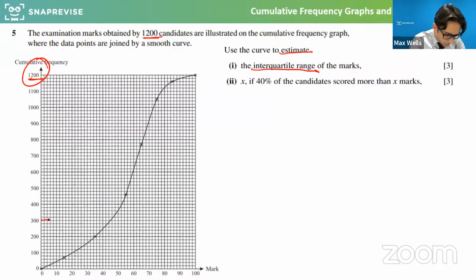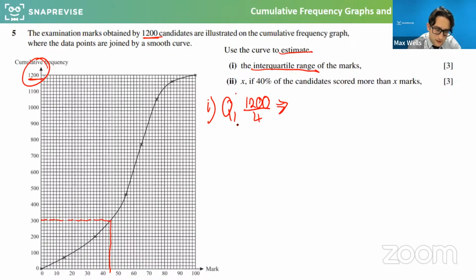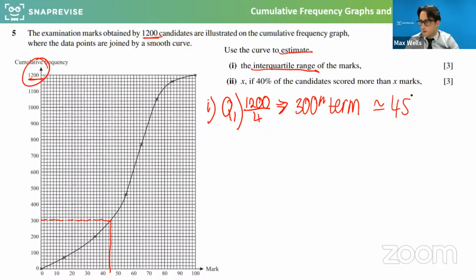So the first quartile will be if I read along from 300. I'm going to try and do this as carefully as I can. So the first quartile, sometimes denoted as Q1, is going to be 1,200 over 4. And I'm saying that that's given me the 300th value, 300th term. And that's approximately 45. Is everyone okay with that?